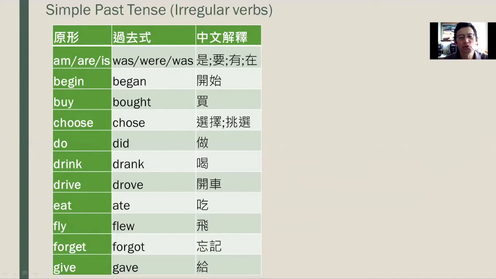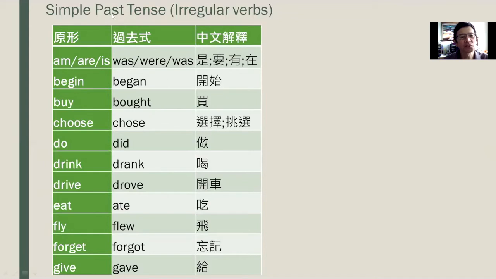Drive, drove. Eat, ate. Fly, flew. Forget, forgot. Give, gave.